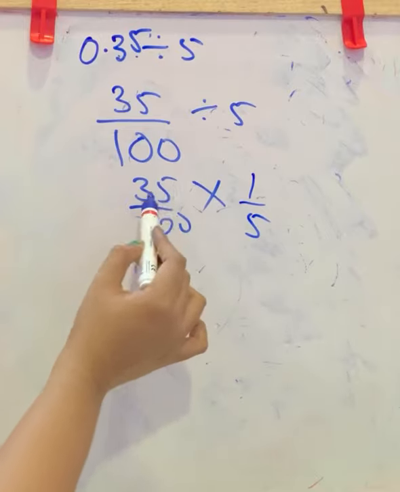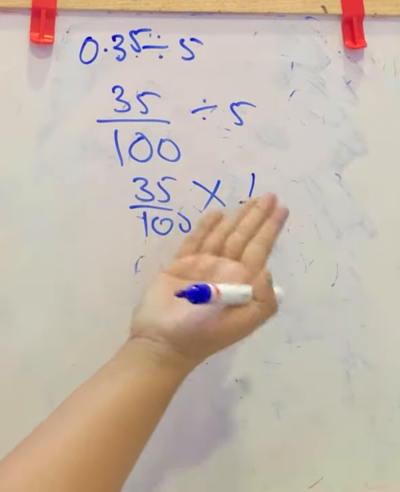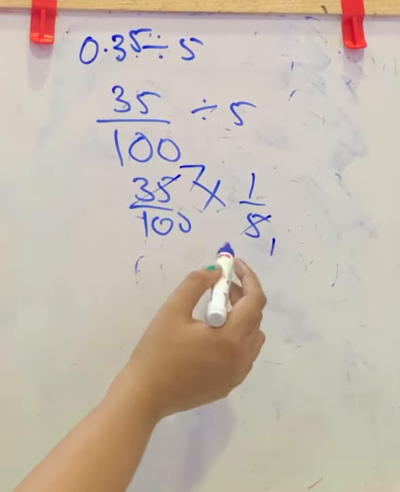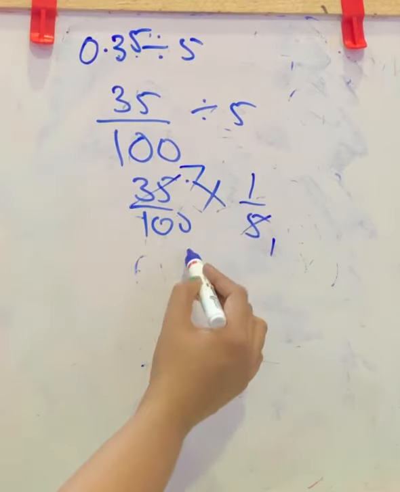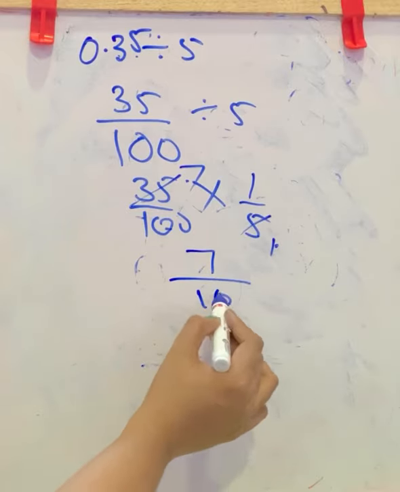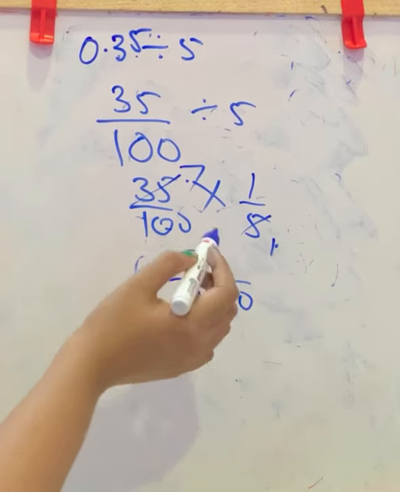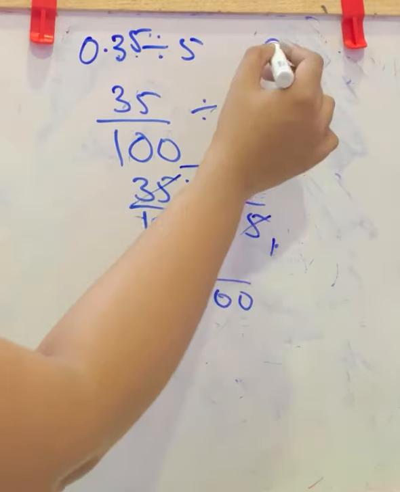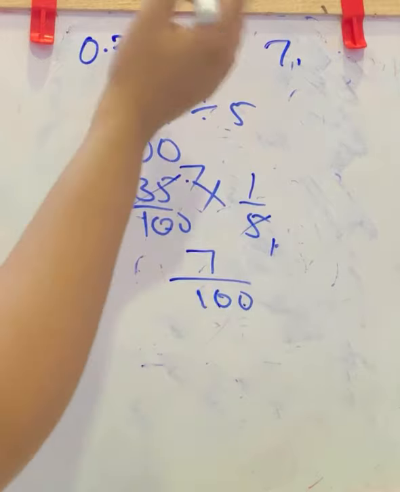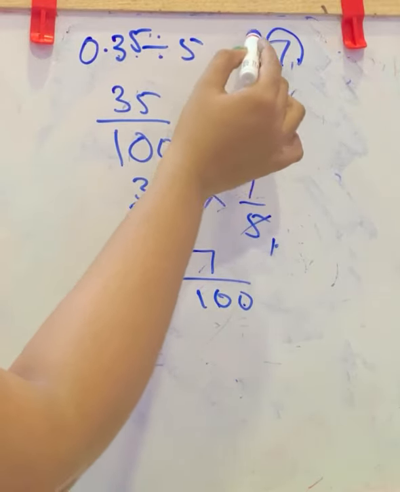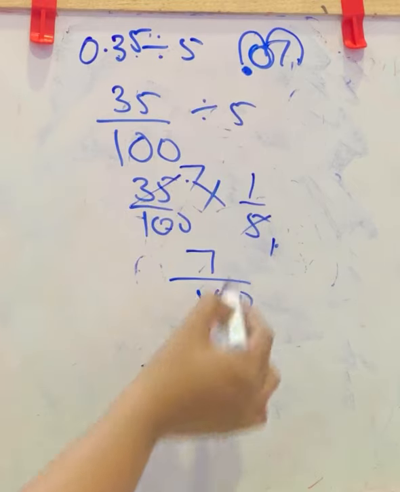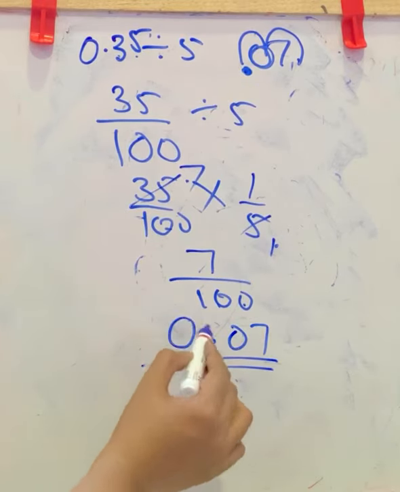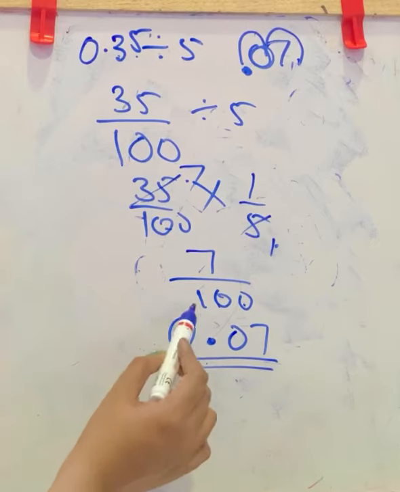So in 35 and 5 we have 5 as the common factor. 5 ones are 5 and 5 sevens are 35. Now multiply. 7 ones are 7, by 100 ones are 100. 7 by 100, this you can convert into a decimal number. That is simply 7 means 7 point, and moving 2 places to the left the decimal reaches here. 0.07 is the answer. In the whole number part you can add a 0.